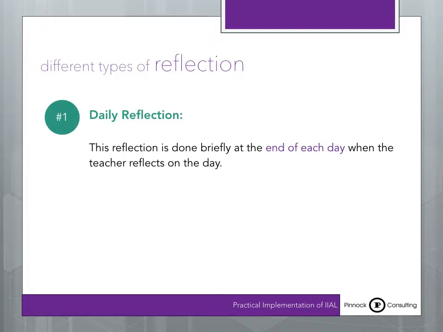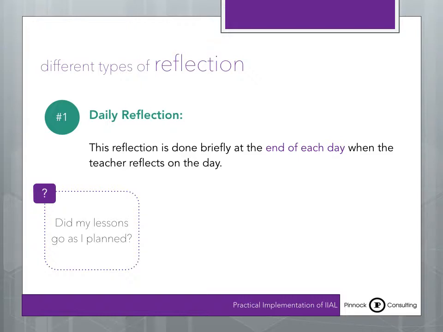The first is daily reflection, and this is done at the end of each day, where you look back on your lessons and you decide, did they go as I planned? If they did, fantastic, then those are teaching strategies you know that are effective in the classroom. And if it didn't go according to plan, then why not? What would you do differently?